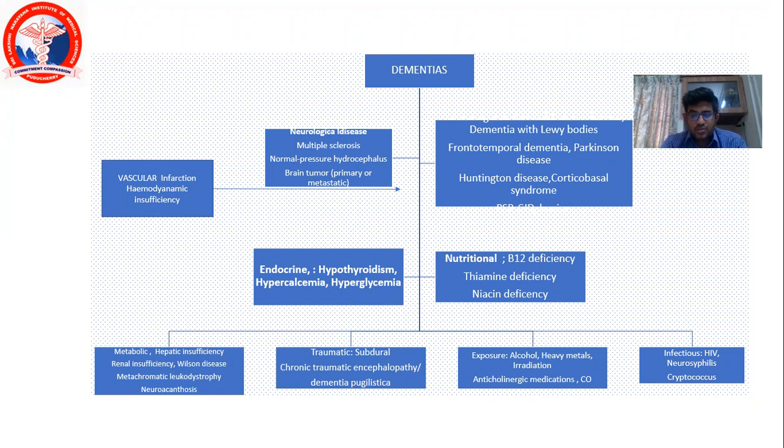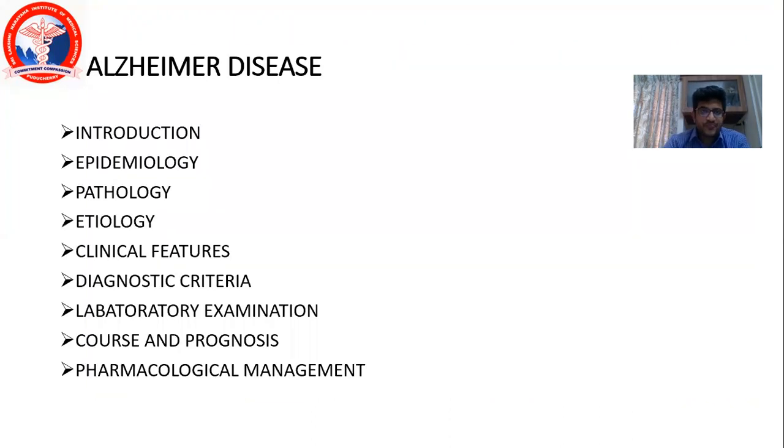Also chronic exposure to alcohol, heavy metals, radiation can lead to dementias, and anticholinergic medications, with chronic exposure. And also infectious diseases like HIV, neurosyphilis, cryptococcus can lead to dementias.